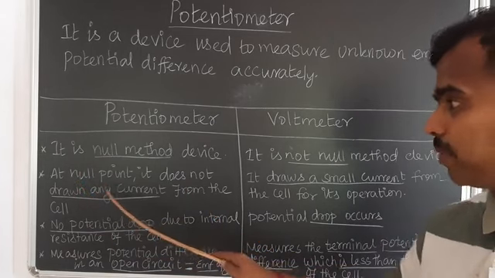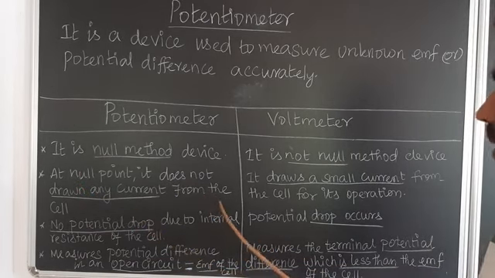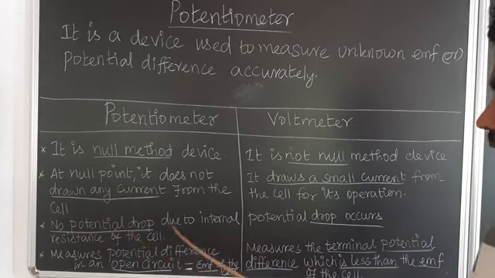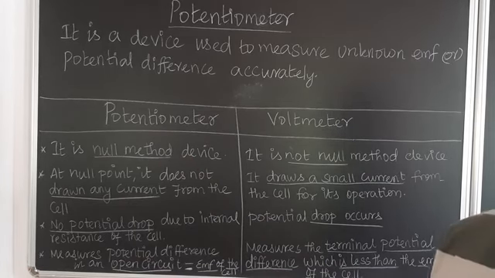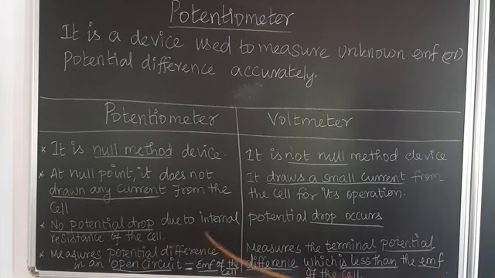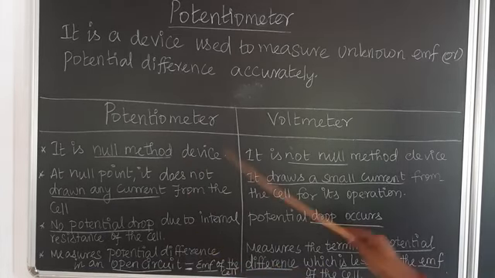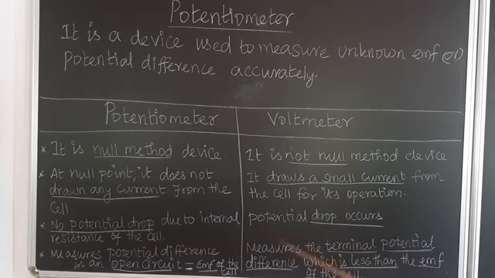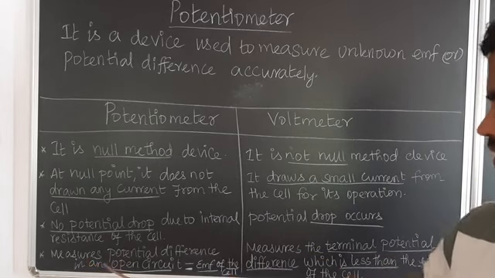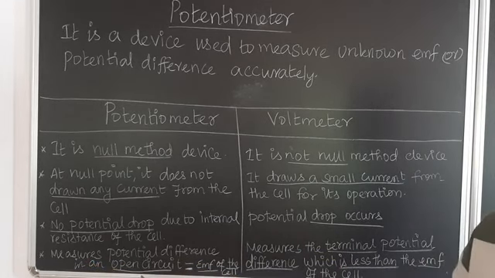Notice here, at the null point it does not draw any current from the cell, and thus there is no potential drop due to the internal resistance of the cell. This is important for the potentiometer. But in a voltmeter it draws a small current from the cell for its operation, and thus a potential drop occurs in the voltmeter. And the next important point is that it measures the potential difference in an open circuit.